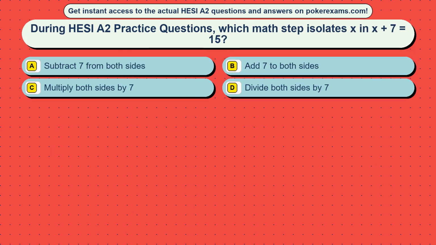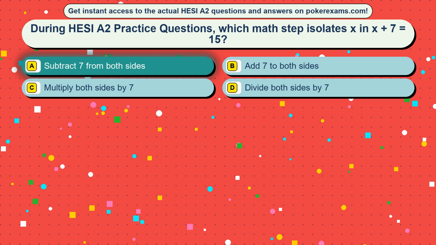Question 21. During HESI A2 practice questions, which math step isolates x in x plus 7 equals 15? Option A, subtract 7 from both sides. Option B, add 7 to both sides. Option C, multiply both sides by 7. Option D, divide both sides by 7. The correct answer is option A, subtract 7 from both sides.